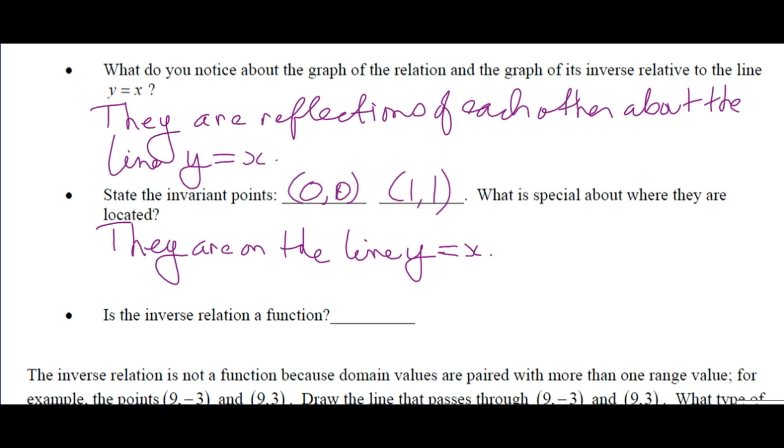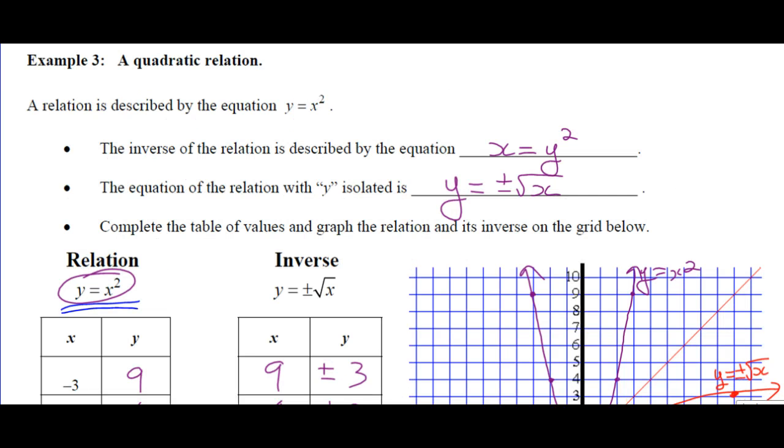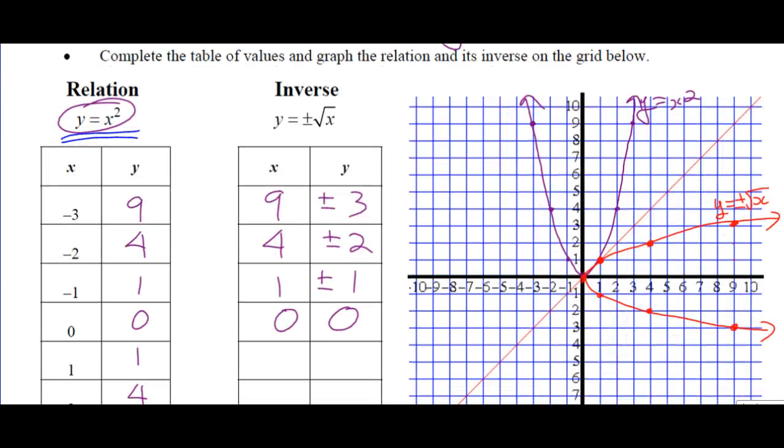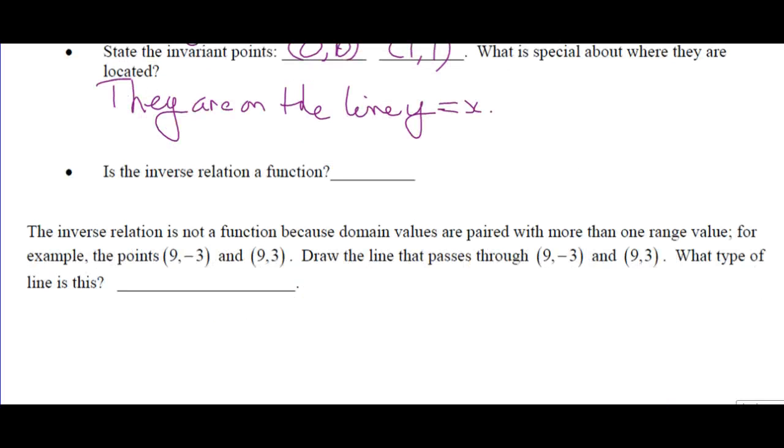Is the inverse relation a function? Is this a function? No. That value has two y values, right? So, no. The inverse relation is not a function because domain values are paired with more than one range value. For example, the points 9, -3, and 9, 3. Draw the line that passes through 9, -3, and 9, 3. Okay, draw the line.